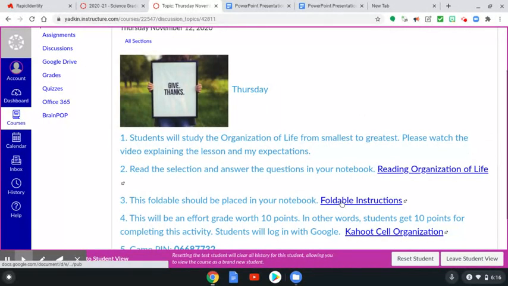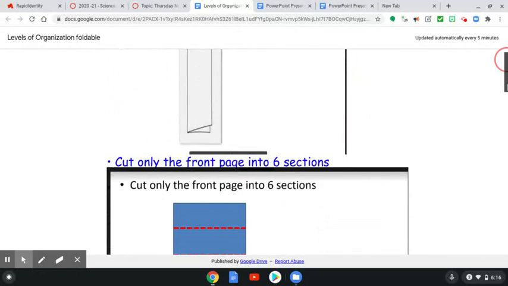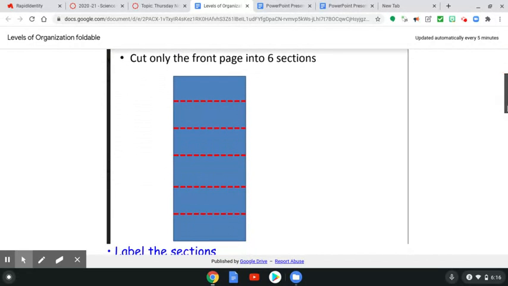you construct a foldable. This does not have to be fancy paper. Notebook paper is fine. You fold your paper hot dog. You can fold it after hot dog, hamburger, and hamburger, and that will give you 6 sections. Or if you're really good, you can just make 6 equal sections with your eyeballs and cut the front page. So you'll have 6 doors.